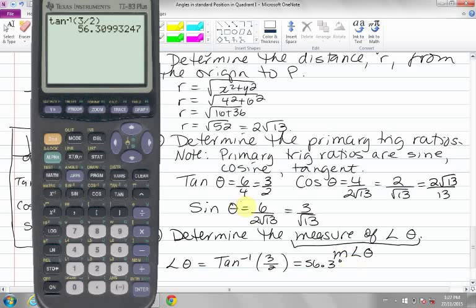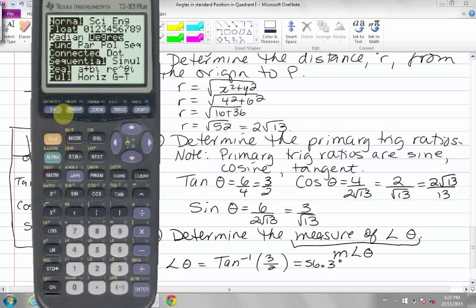So, if you need to change the mode of your calculator, with the graphing calculator, click the mode button. You'll see that it's the 3rd on the list. Just go down to that, over to degrees, and then press enter. And now you'll be in degrees. Okay? So, you want to make sure that you're in degrees. You'll notice that the other option, of course, is radians.